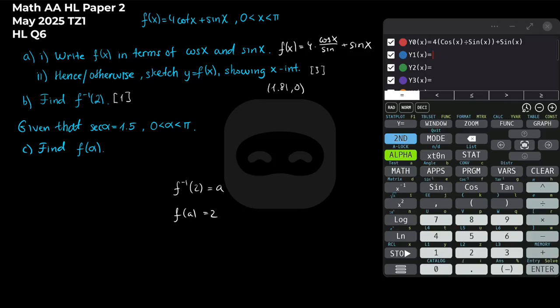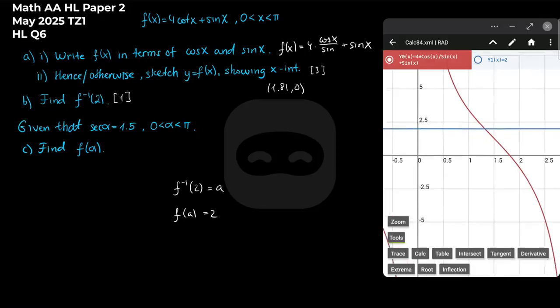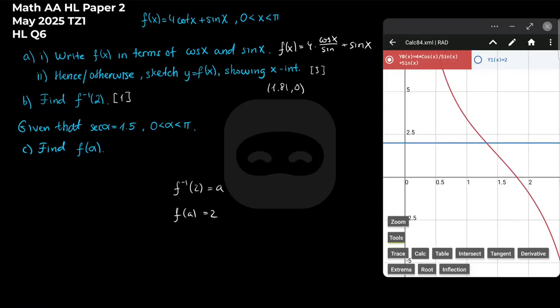So what we can do here is simply equate our original function, f of x, which we already have in the calculator, and then we can have another function, which is just 2, and we just graph it. Once you graph it, it's the same graph as before with a line at y equals 2. And then we simply find the intersect, and the intersect here is 1.318.